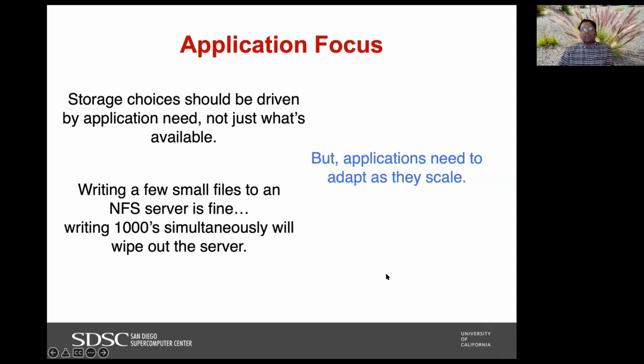Now, if you write these kind of small file patterns to local disk on each node, that scales beautifully, right? Because each node's storage is independent of every other node, so you're not going to impact globally. And also the NVMEs are geared towards this kind of small file IO, so they do much better.